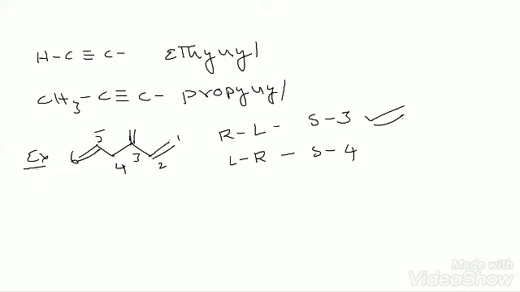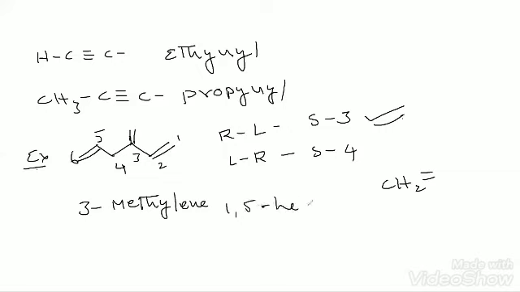So let's name this compound. What is the substituent here? The substituent is CH2 double bond. So what is the name of this compound? The substituent will come first: 3-methylene, or methylene, as I said. 3-methylene 1,5-hexadiene. Okay. Similarly, let me see one more example.